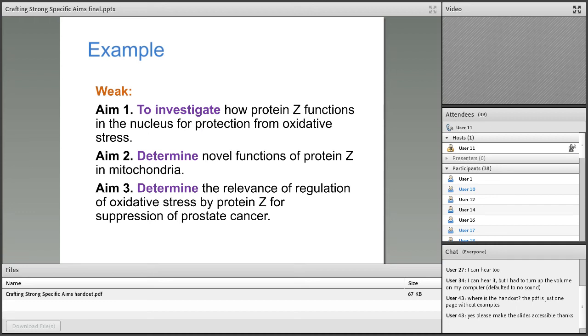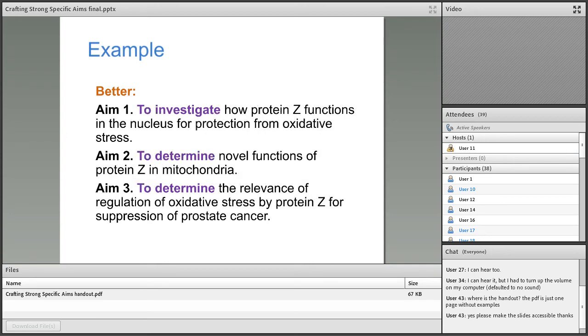In aim 1, the infinitive form of the verb investigate is used. The infinitive includes the word to. But in aims 2 and 3, the root form of the verb determine is used. So either verb form is okay, but it's best to use the same style for all of the aims. So you could fix it. Here we've used the root form for all 3 aim statements, and now the aim statements are parallel grammatically. Or you could use the infinitive form for all 3 aim statements.